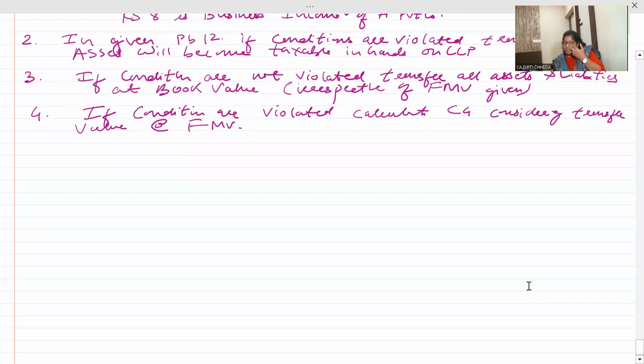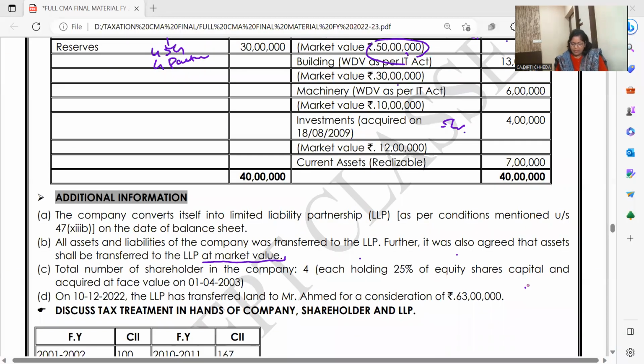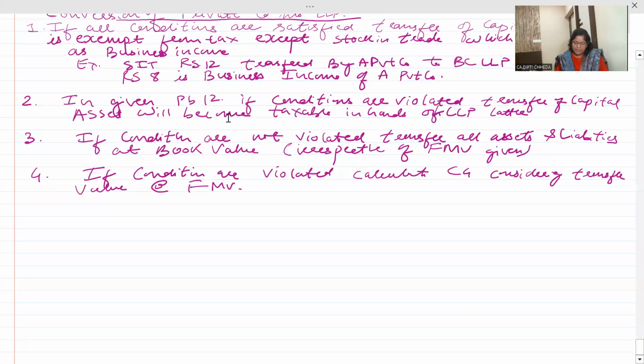If at the time of transfer only their conditions are violated, then who will pay the tax? Transferor, the private company. But if not afterwards, then the LLP. ठीक है, तो ये तो तभी देते समय ही ट्रांसफर हुआ है, so let us take it as taxable. If conditions are violated, transfer of capital asset will become taxable in the hands of LLP later. अगर बाद में वायलेट हुए तो लेटर वर्ड ऐड करो. अभी तो nothing they have given, so we will take it in the hands of the company only.